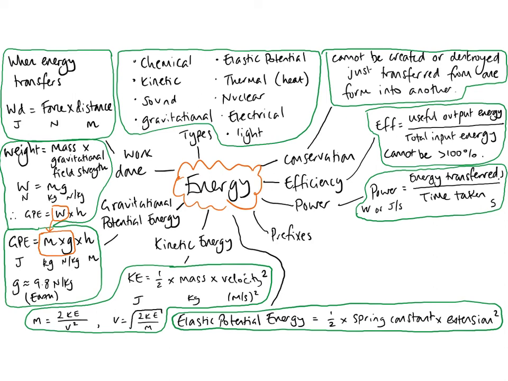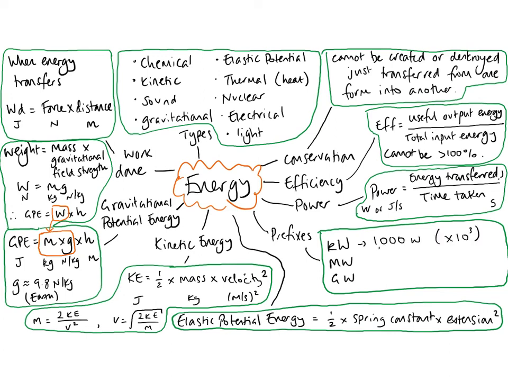It's also important to understand the prefixes involved with this topic. The main ones with power are the kilowatt, the megawatt, and the gigawatt. 1 kilowatt is the same as 1,000 watts, or times 10 to the power of 3. The megawatt is 1 million watts, so mega is million, and that's times 10 to the power of 6. And finally, the gigawatt is 1 followed by 9 zeros, or 10 to the power of 9.